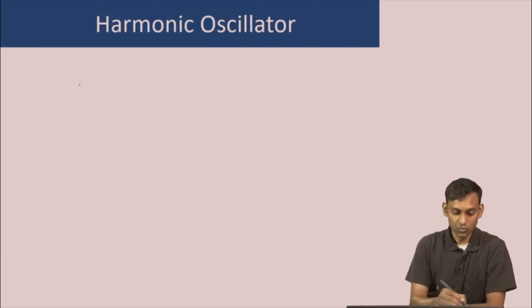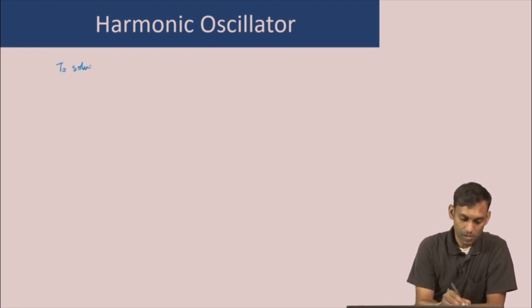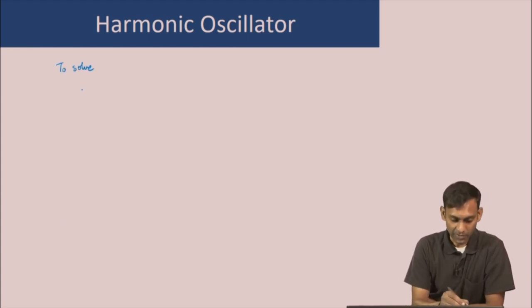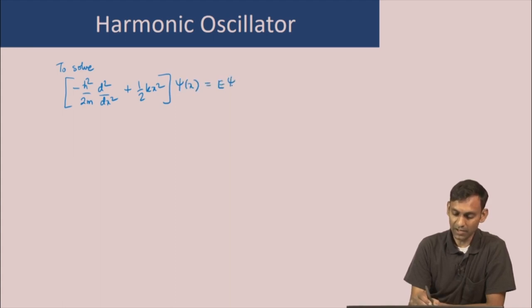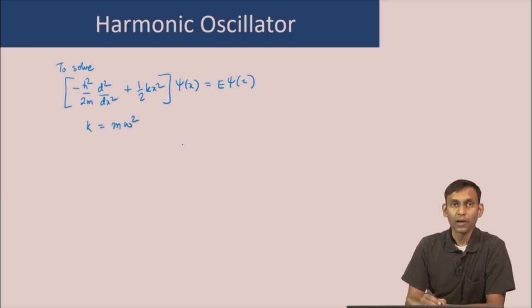Our goal is to solve the following Schrodinger equation: minus h bar squared by 2m d squared by dx squared plus half k x squared, acting on psi of x, is equal to E times psi of x. We note that k is equal to m omega squared from the classical solution of the harmonic oscillator.